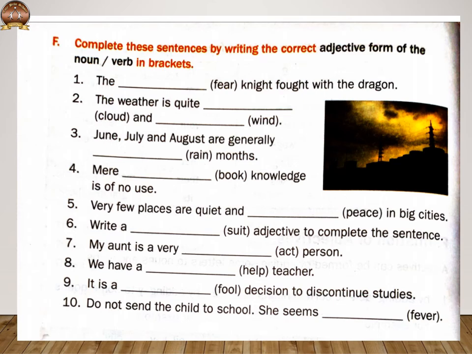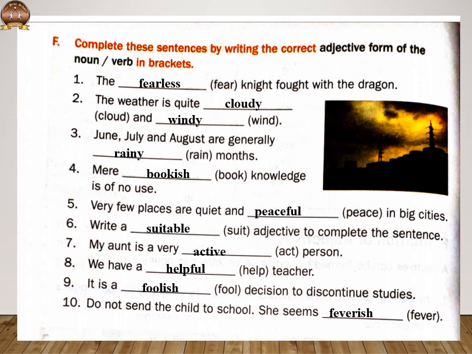Now, last, adjective forms. There are words given here, nouns and verbs. So we will add suffixes to them and make an adjective. Now, which adjective can be made from fear? If it is night, it must be fearless, right? Weather is key. With cloud, the weather becomes cloudy. And with wind, it becomes windy. So you see, suffixes are added and made into adjectives. Rain, of course, the right answer, rainy. Book, bookish. Peaceful, suitable. We have already studied this when we were doing the exercise on suffixes. Yes, active, helpful, foolish, and feverish. Now we see that by adding all these suffixes, we made these nouns and verbs into adjectives, right?